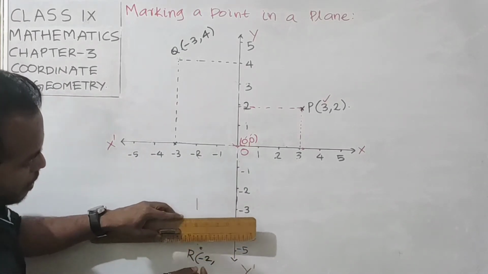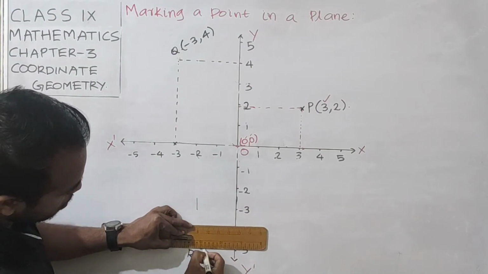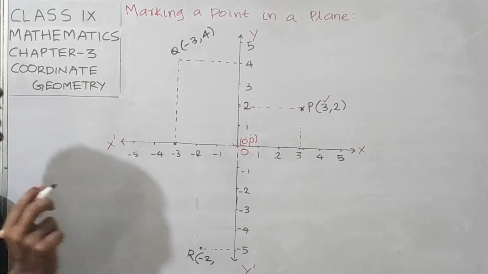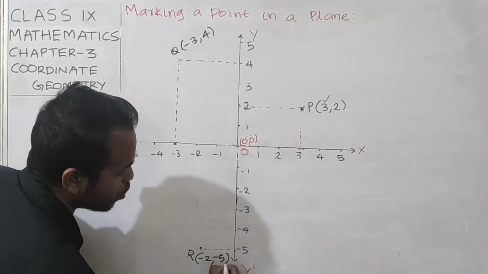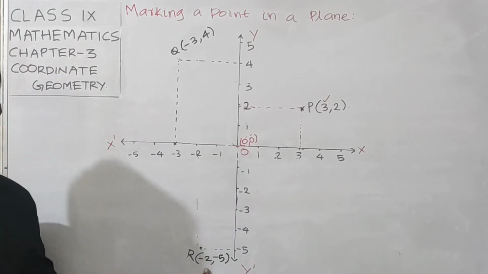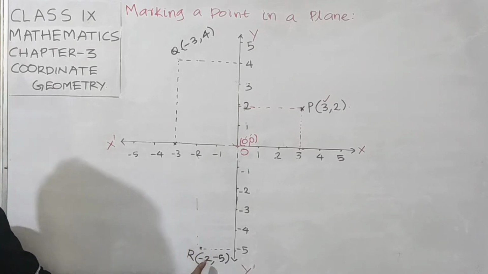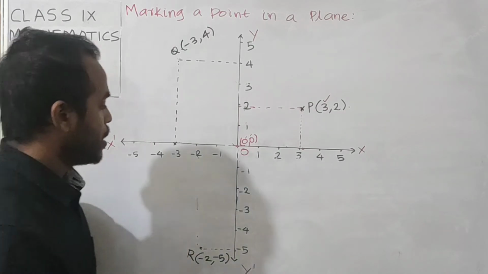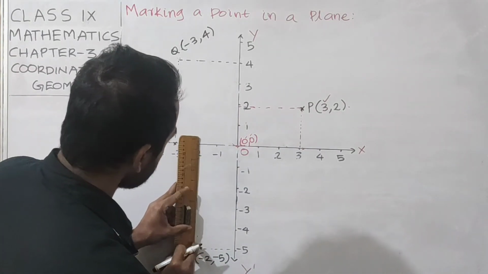Then, what about the y-axis? You can draw like this. It's 5. Is it positive 5? No, it's negative 5. So, we can write the coordinates of R as -2, -5. Here, the x coordinate is -2 and the y coordinate is -5. I hope you understood. Now, let's see one more point.